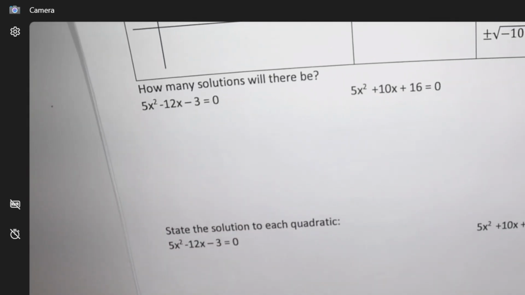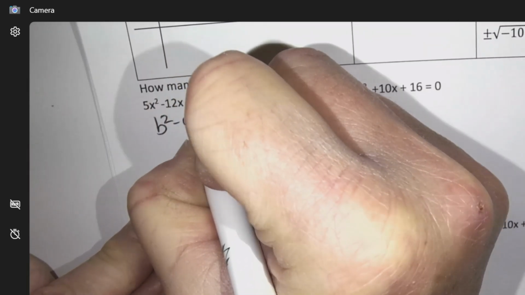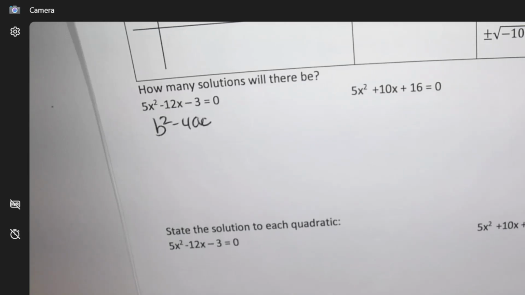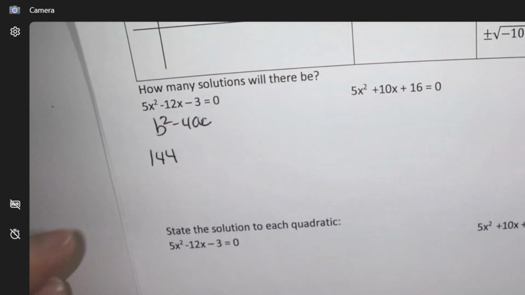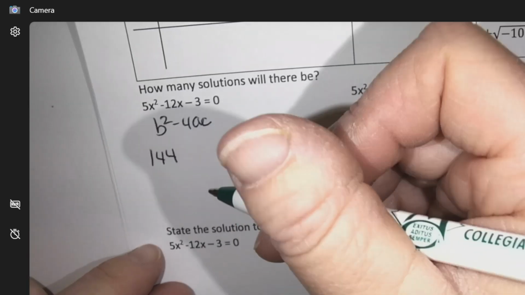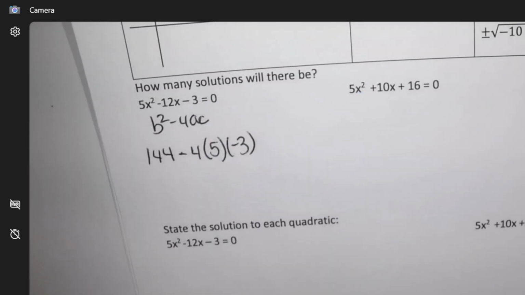How many solutions are there going to be? So here we go. I don't want the whole formula. I actually just want that little part of the formula, just the discriminant square root part. So here I go. B squared, I'm going to write 144. Positive, always positive. Subtract 4 times 5 times negative 3.